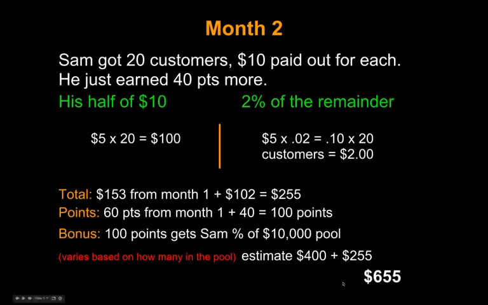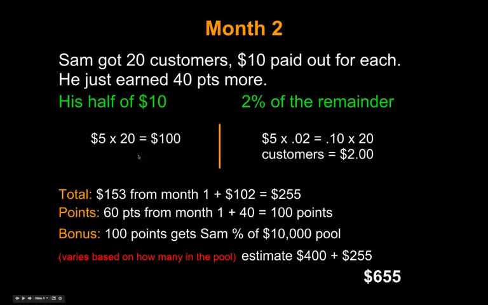Moving along to month 2. This month, Sam got 20 customers. Again, the $10 payout for each, and he earned 40 points. 2 points per customer times the 20, that's how I got the 40. Okay, so now that's 100 points. So half of that 10, like I showed you before, comes to the 5.